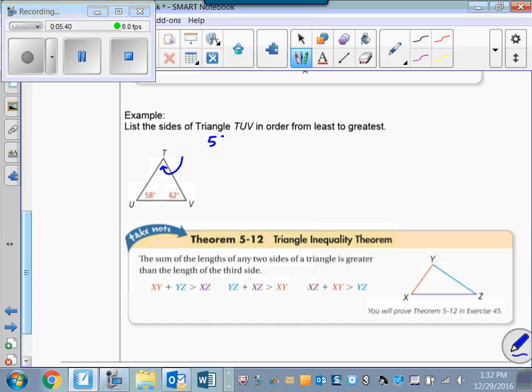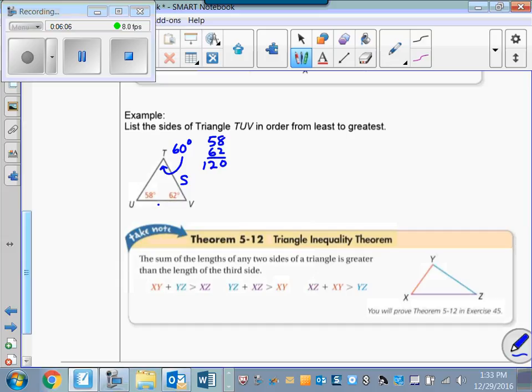So let's see, 58 plus 62 is 120. That means this angle is 60 degrees. So that's my smallest angle. So this is going to be my shortest side, right? And then what's the middle? The middle, oh wait, I take that back. 60 is not the smallest. 58 is the smallest. So this is going to be my shortest side.